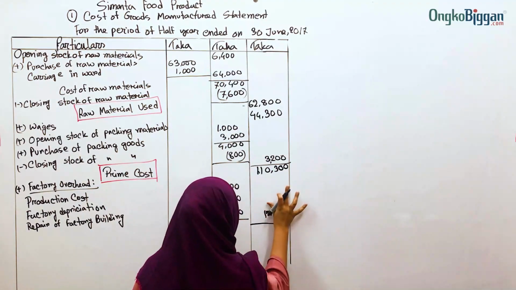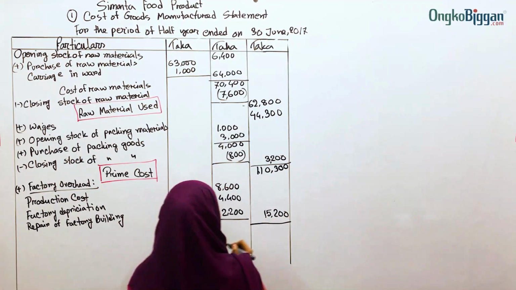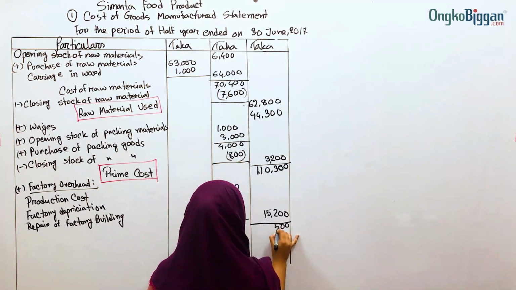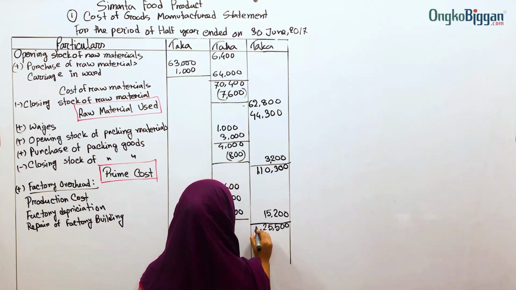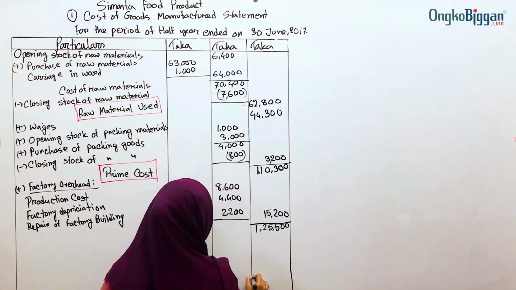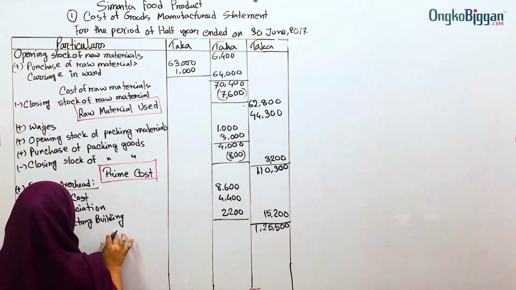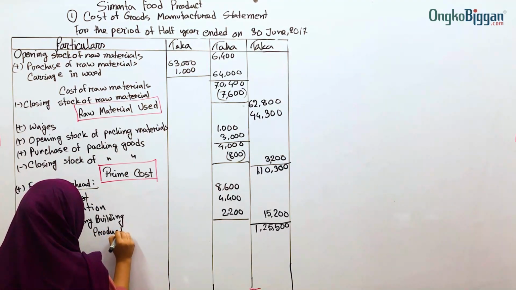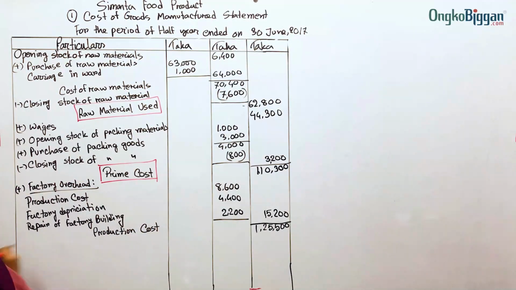Okay? So now we have to add it. After adding them together, 15,200. Alright. So let's add them. It comes out 1,25,500, and this is our production cost.